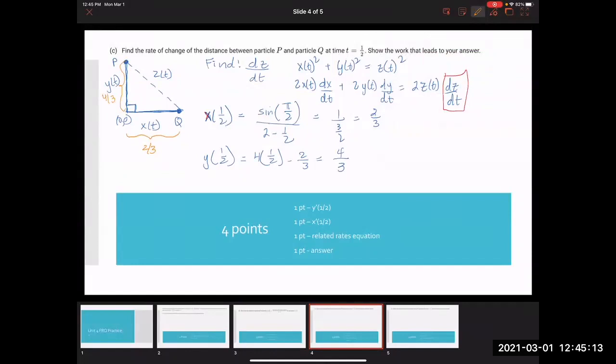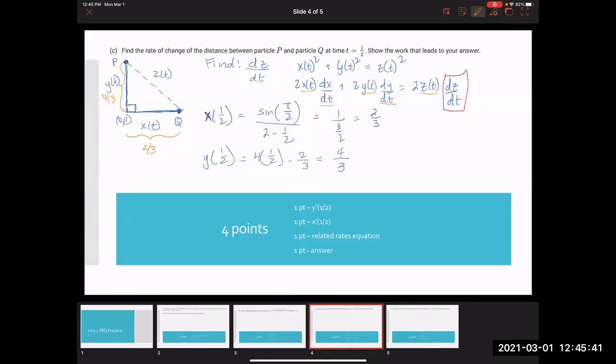Now we have the two lengths we need to solve for z of t, z at a half. We can use the Pythagorean theorem to get that length because we're going to need it as well. We need x of t, we need dx dt, we need y of t, we need dy dt, and we need z of t. We've got 5 unknowns we've got to figure out before we can actually solve for dz dt. We just found 2 of them. We can easily find the third now by doing the Pythagorean theorem.